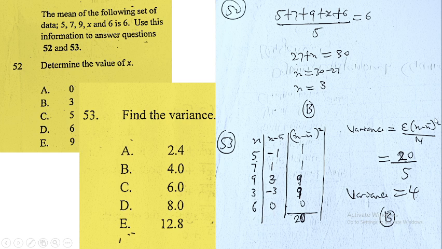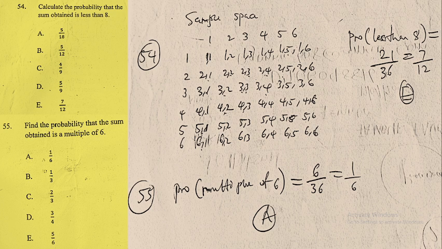Then we can now find the square of the deviation. So that means you have minus 1 squared is 1, 1 squared is 1, 3 squared is 9, minus 3 squared is 9, 0 squared is 0. Then we'll now sum it together. If you sum it together, we have 20. Then divided by number of data, which is 5. So the variance will be 4. As you can see, the variance is 4, and option B is the correct option in the options provided to us. Question number 54 now is on probability.